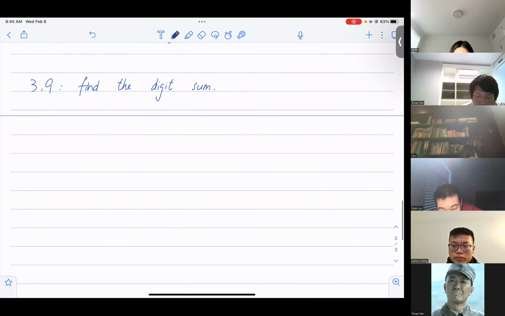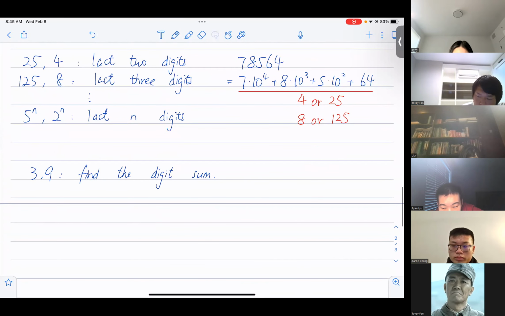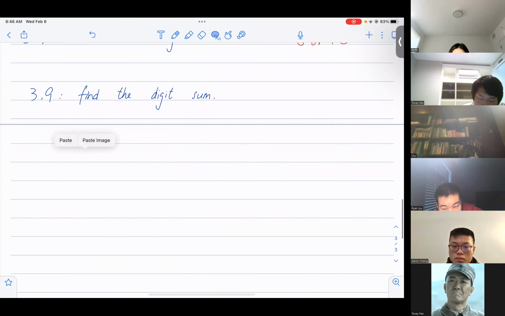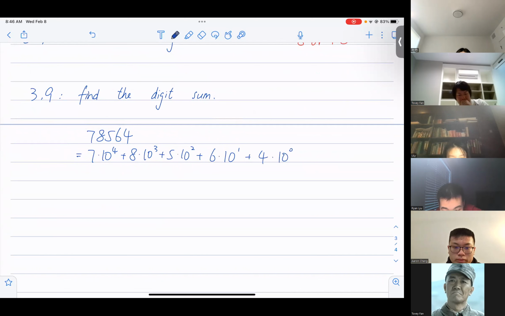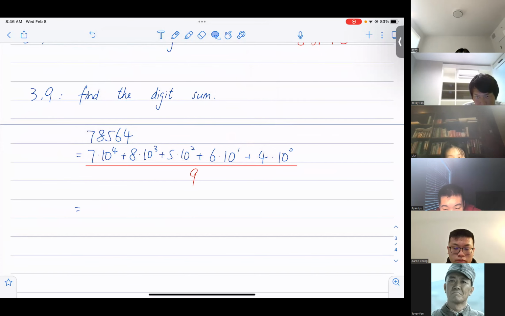So let's first look at 9 and think about how it can make sense. I'm going to use this example again. Let's see if this number is a multiple of 9. So I'm going to wipe this out: 6 times 10, and 4 times 1. Now, if you divide this number by 9, what would happen? First of all, since 10 is not a multiple of 9, none of the 10s can be divided by 9, right? But what about the remainders of these powers of 10 divided by 9?